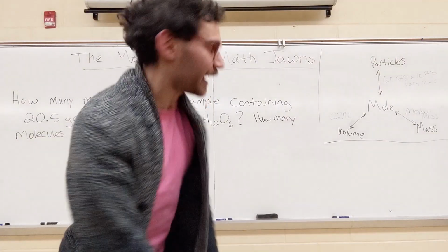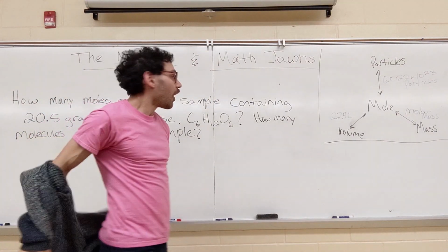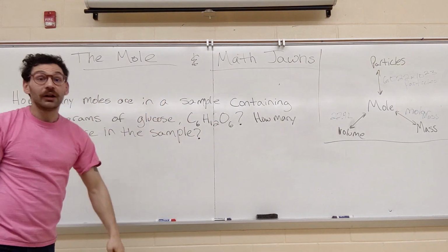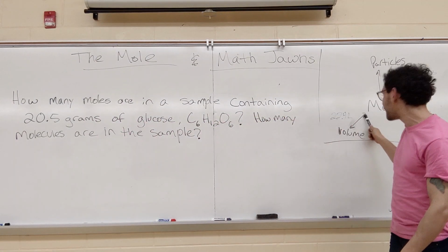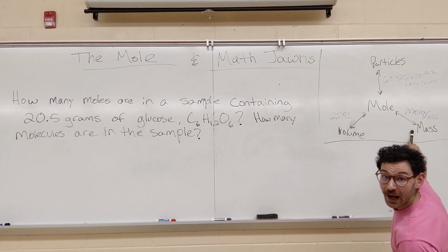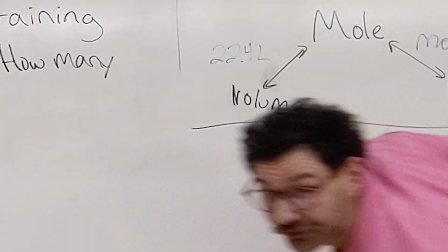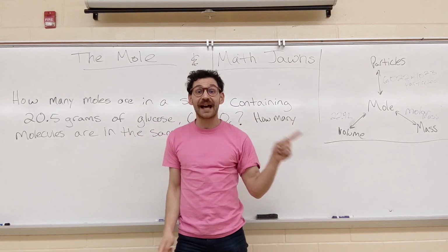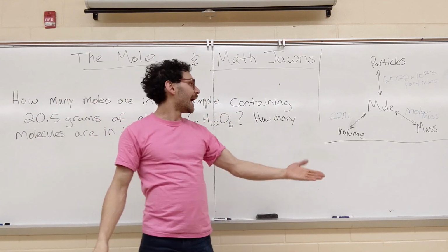Anyway, so how many moles are in a sample containing 20.5 grams of glucose? Well, if I want to know how many moles are in this sample, and I know the mass of that sample, then what I'm going to need to convert between these two is the molar mass. I'm going to need to calculate the molar mass of this first. I will use that as my conversion factor, and that will allow me to convert between mass and moles.